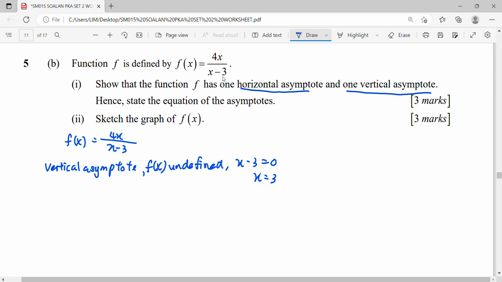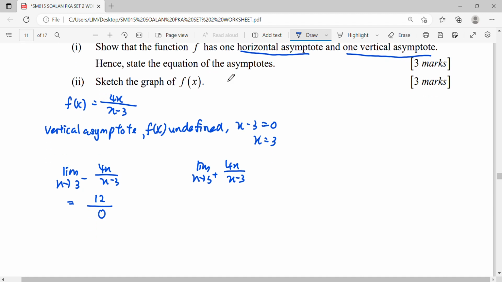So for our vertical asymptote, we're doing the limit as x approaches 3 from the left hand side and the limit as x approaches 3 from the right hand side. When we substitute our 3 inside, it will become 12 over 0. When a number is over 0, it will be infinity. Same also here, 12 over 0, infinity.